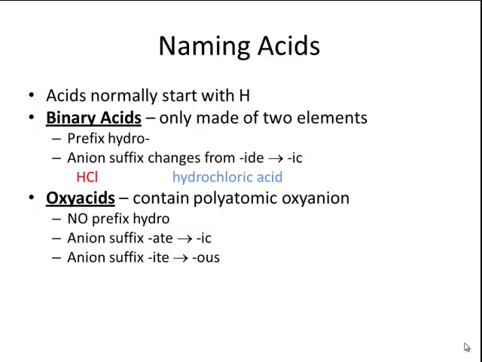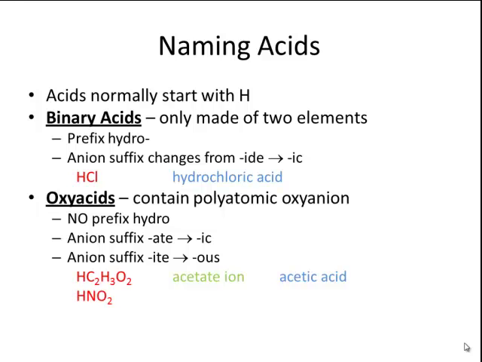Another type of acid is called an oxyacid. Oxyacids contain polyatomic oxyanions. With these acids, we don't use the prefix hydro, and we also change the suffix on the anions. So ions that end in ate are now going to be named ic, and ions that ended in ite are now going to end with ous. Here's an example of an oxyacid, and this oxyacid includes the ion acetate. Because acetate ends with ate, we're going to change that ending from ate to ic. So this acid is going to be called acetic acid.